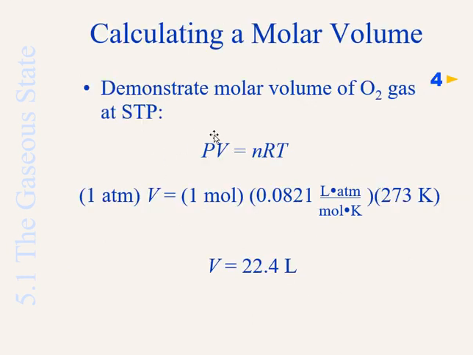Right, so here is the problem: demonstrate the molar volume of oxygen gas at STP. So we solve for the volume V, and we have the gas constant now, the number of moles, which is 1 because it says 1 mole, 1 molar volume means for 1 mole. Temperature is 273 Kelvin because it's standard temperature, and pressure is 1 atmosphere because again it's standard pressure. When we solve for all of that, we get 22.4 liters, as we would expect.